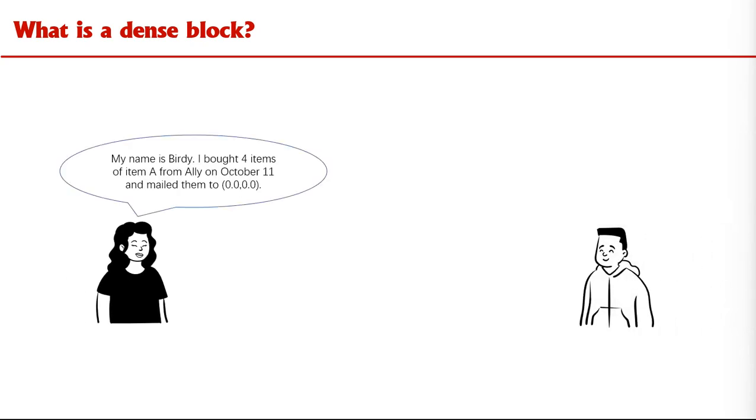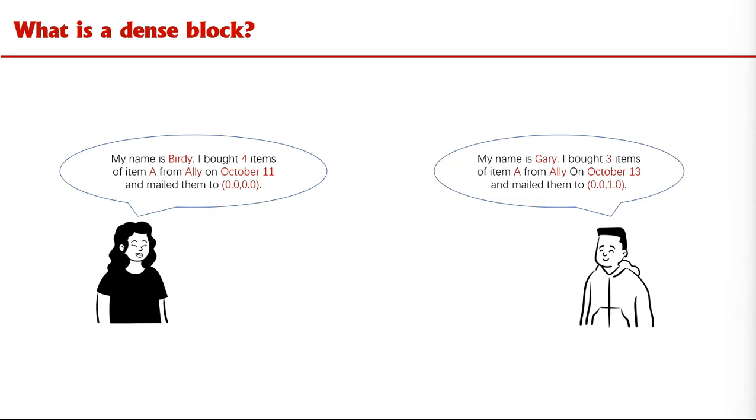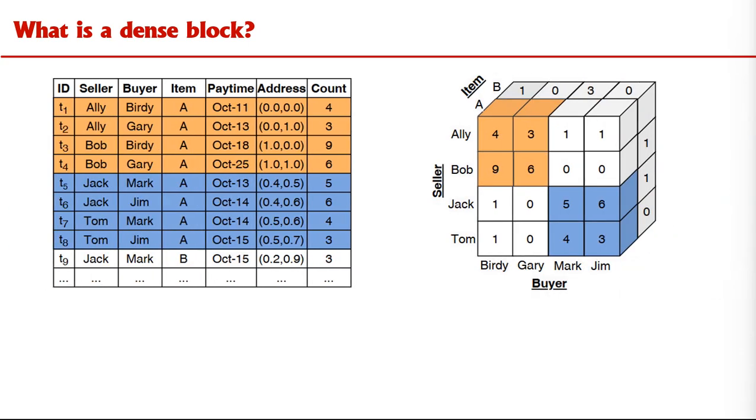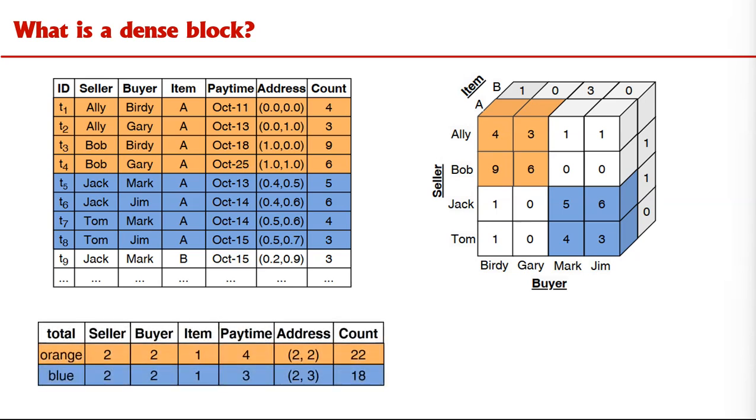Through the communication between Bertie and Gary in the diagram, we can identify key information and extract their purchase records. Similarly, we can represent the purchase records of other individuals in a tensor structure. The orange and blue blocks in the diagram can be referred to as dense subtensors.